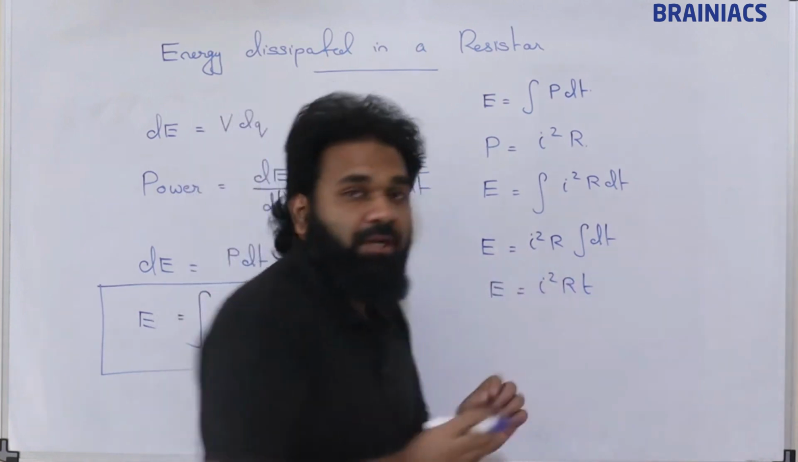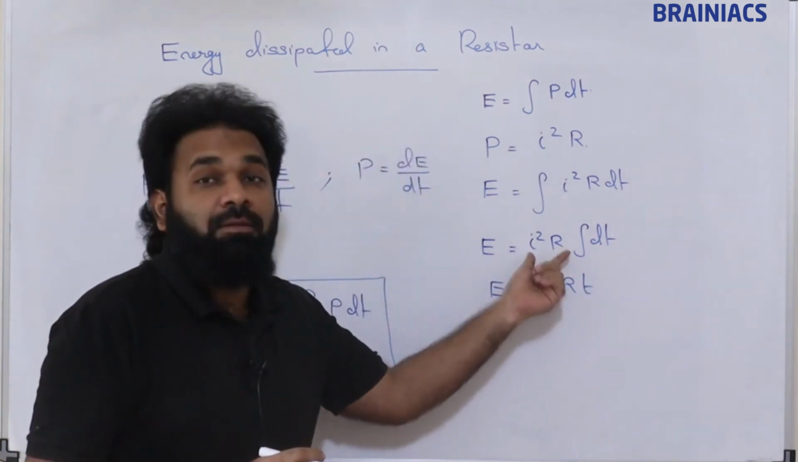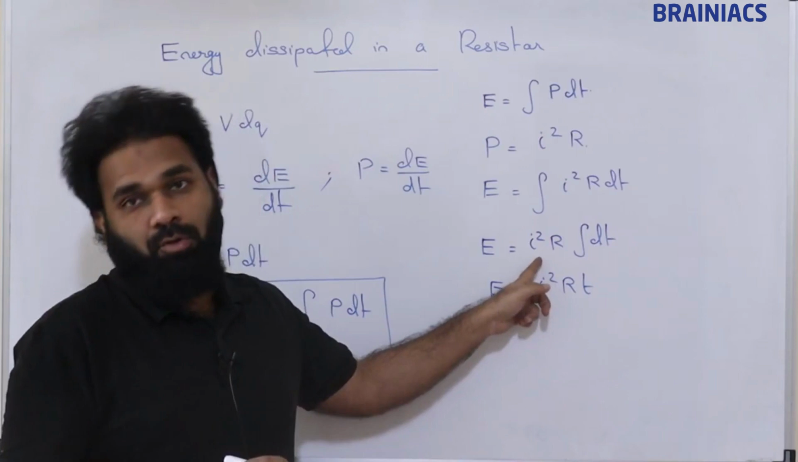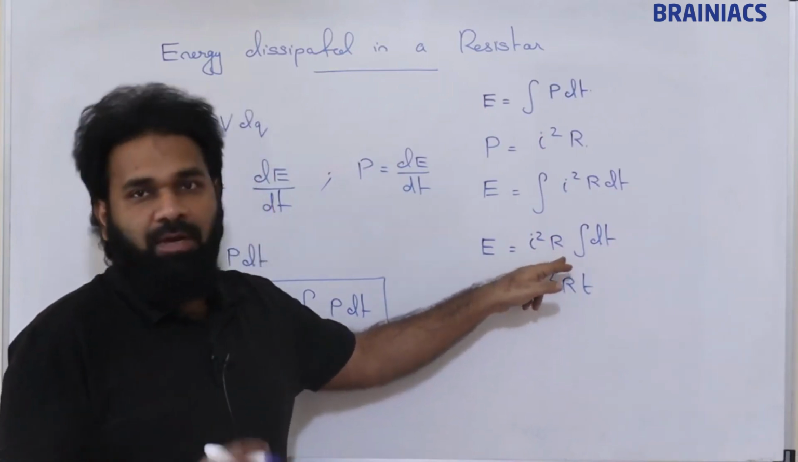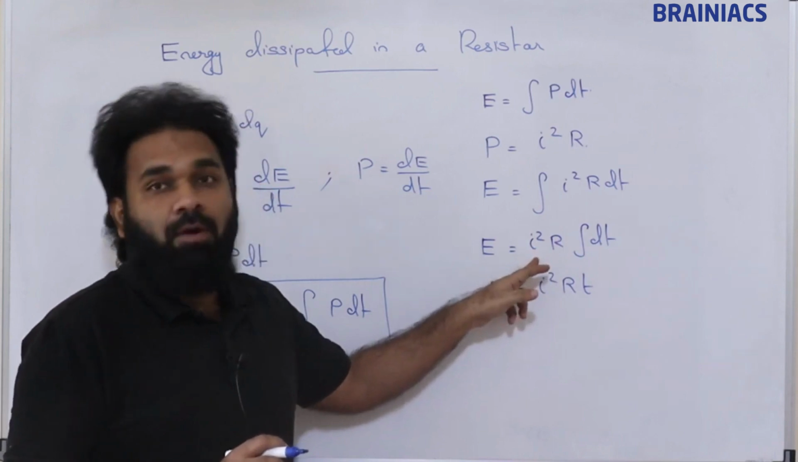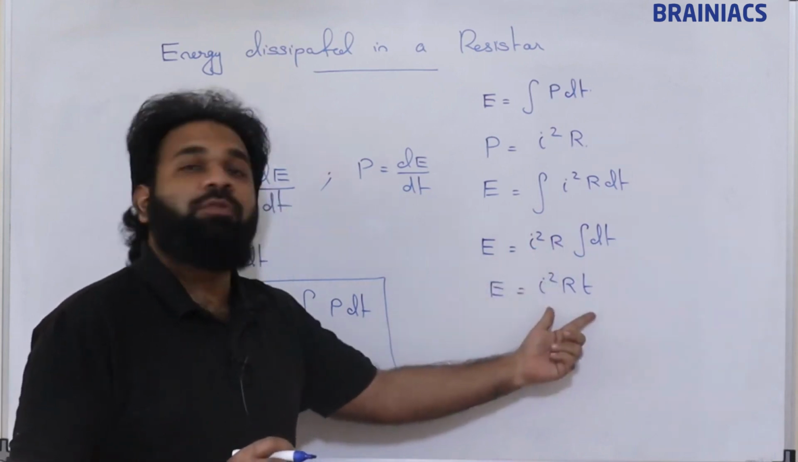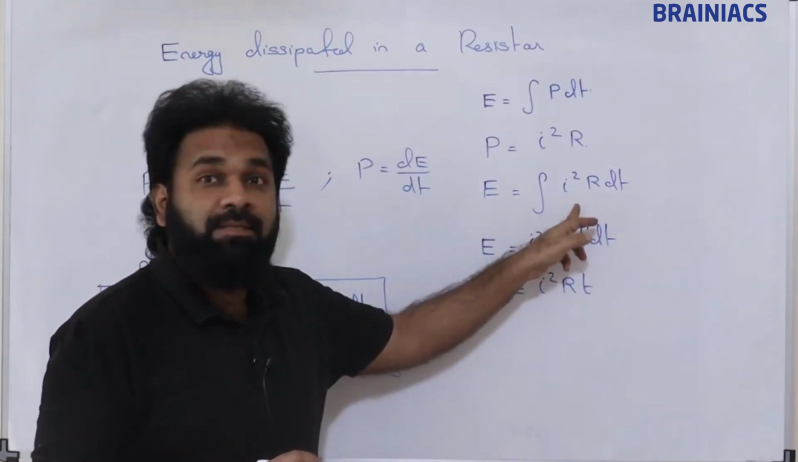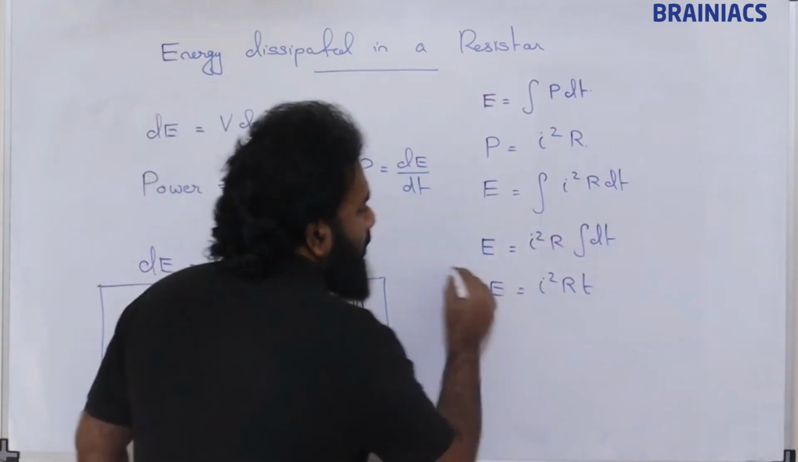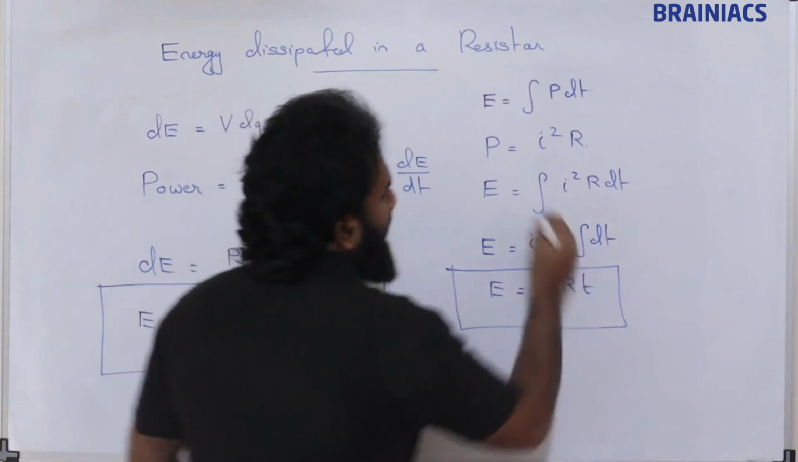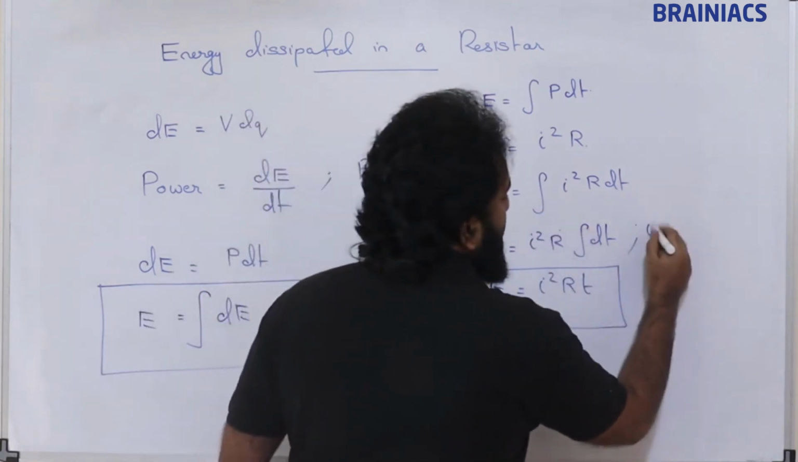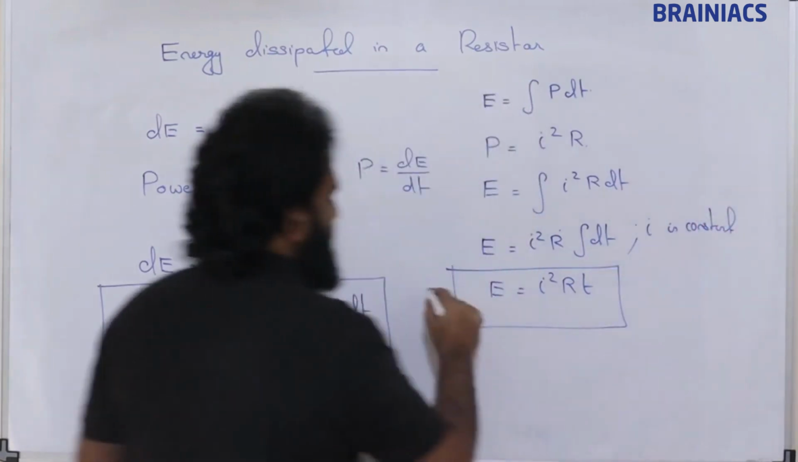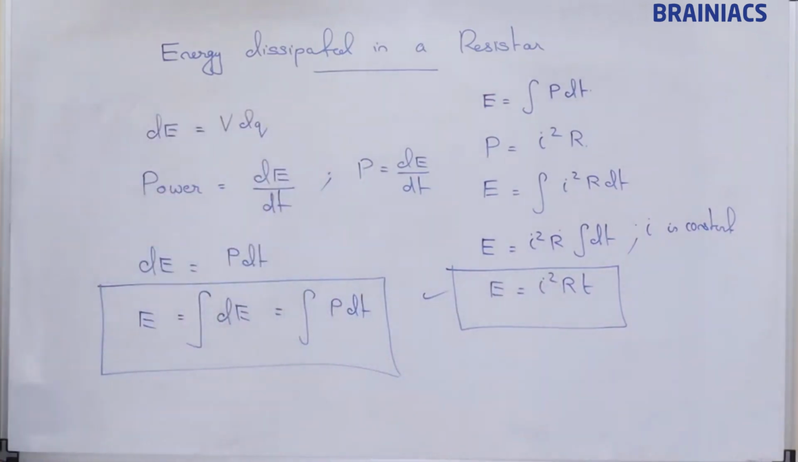But on what condition? I told you, whichever things are constant, those things we can take out. So if I is constant, and R generally we consider as constant, that is when current is constant, we can use this formula. If current is not constant, we will have to keep this I inside and integrate. One condition I am writing here, when I is constant. Thus this formula is true when current is constant.